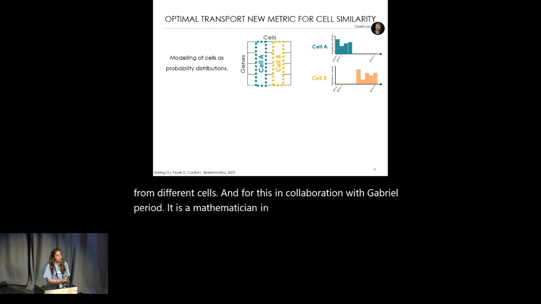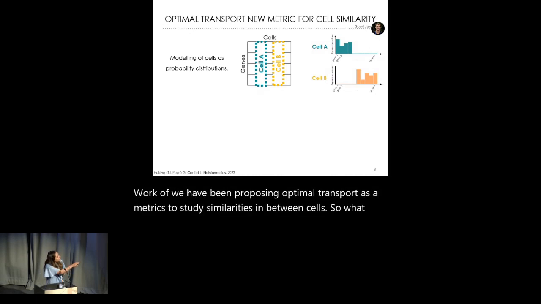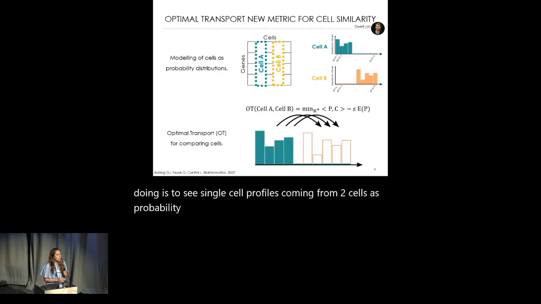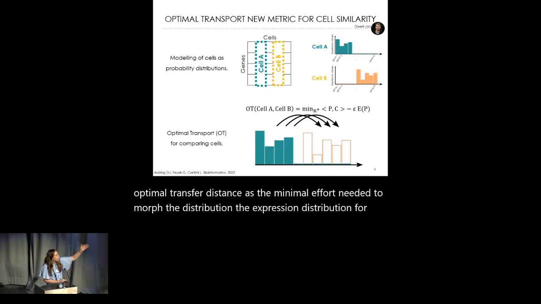the context of the PhD work of Gert-Jan, we have been proposing optimal transport as a metric to study similarity in between cells. So what we are doing is to see single cell profiles coming from two cells as probability distributions, and then we are measuring their optimal transport distance as the minimal effort needed to morph the distribution, the expression distribution, for example, of cell A into cell B.